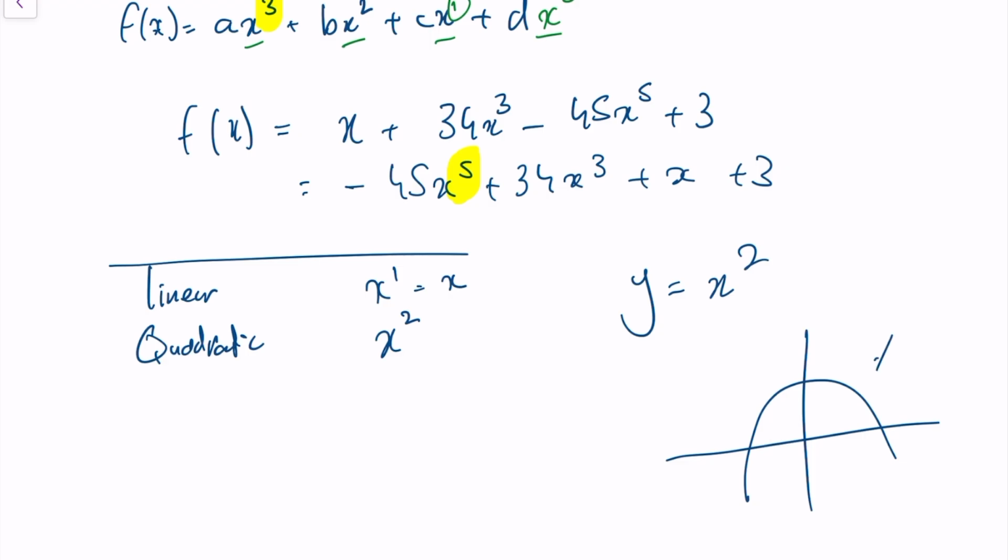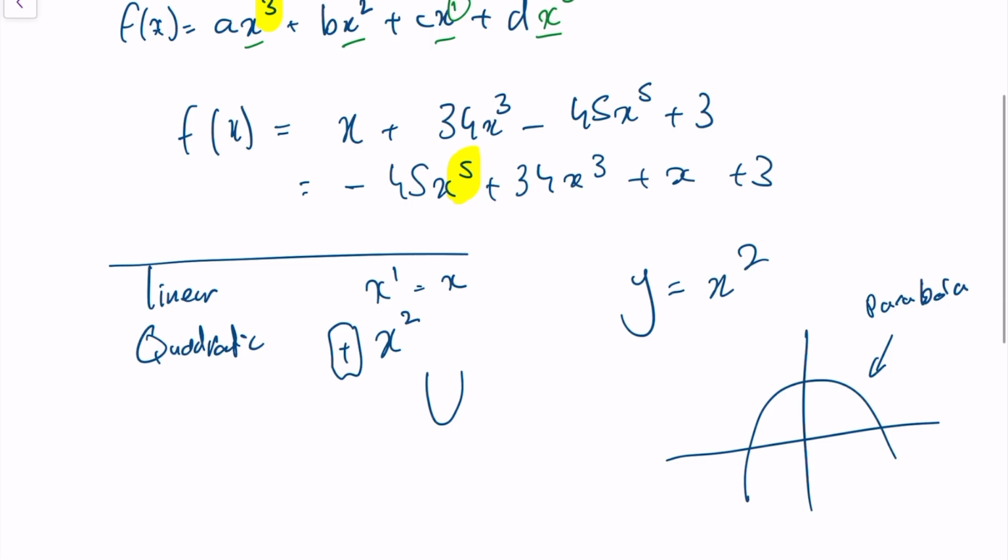The name of this graph, there's a special name for it. It is called a parabola. Okay, these curves, the u and the n shapes, are known as parabolas. So when the number in front of x squared is positive, it's going to be a u-shape.